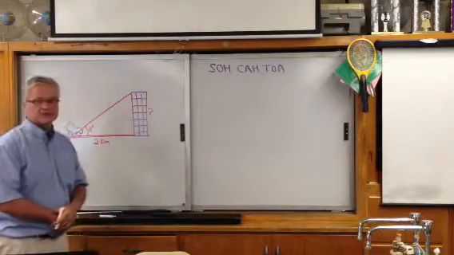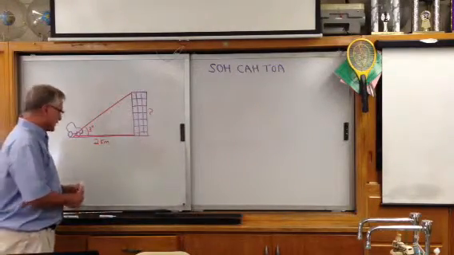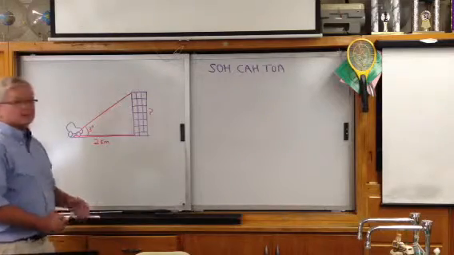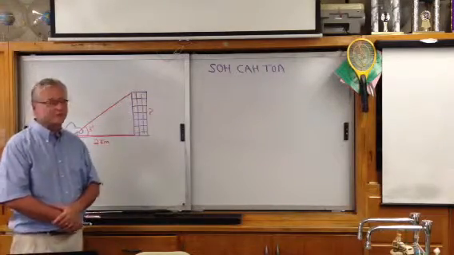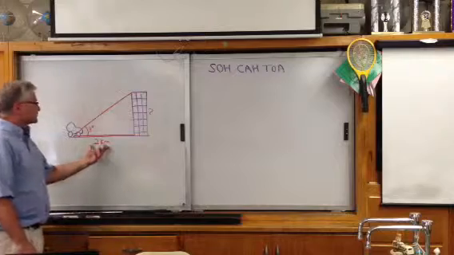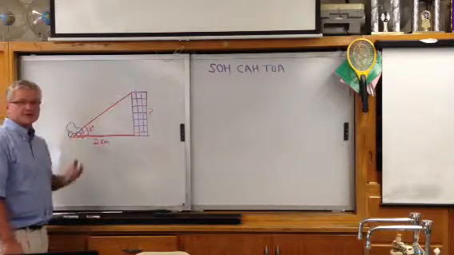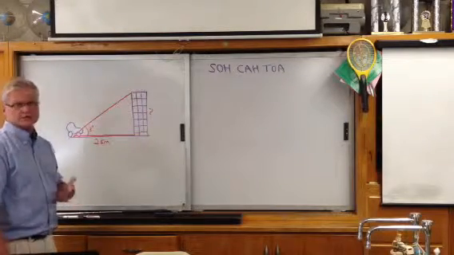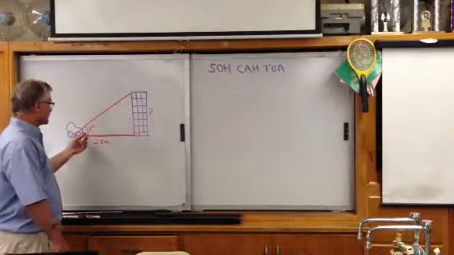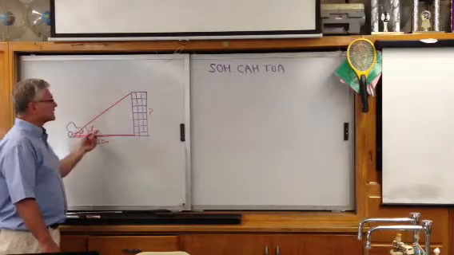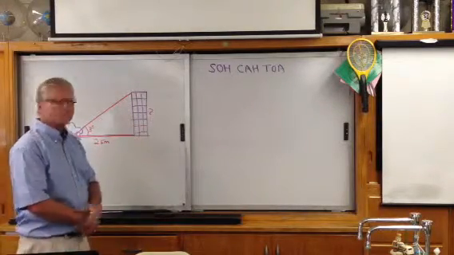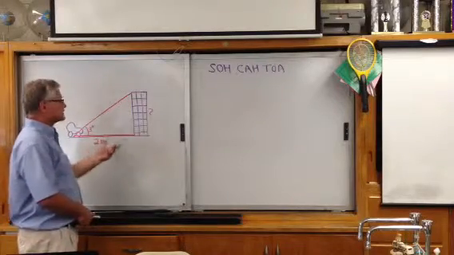Well, this is a simple trig problem. If I'm looking here, what sides do I actually know, and what side am I looking for? Well, the 2 kilometers is the adjacent side. It's next to the angle, and adjacent is just another word for next to. And I'm trying to find the side that's opposite the angle. So I have adjacent and opposite.